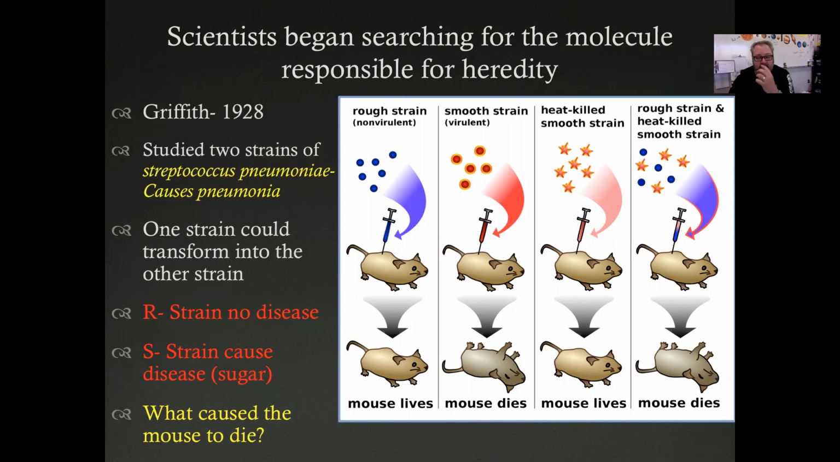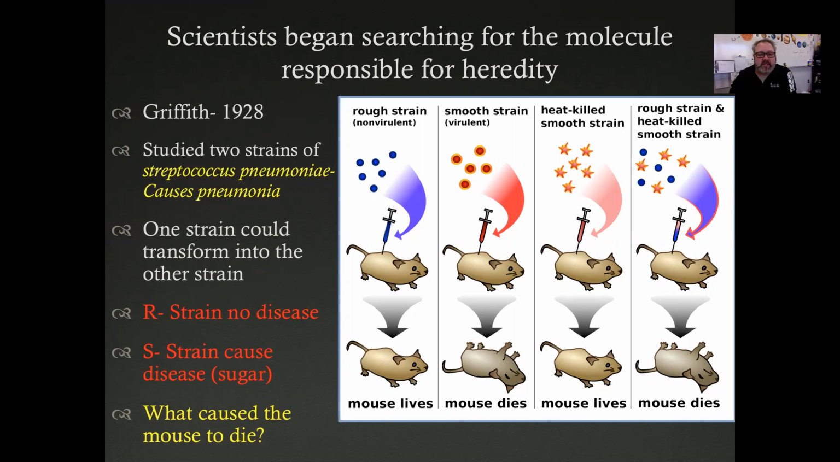In 1928, a scientist by the name of Griffith was starting to do studies with Streptococcus pneumoniae, and that's a type of bacteria that causes pneumonia. And so what he was doing, and if you look at this picture, it'll help a little bit, was taking the rough strain and the smooth strain and injecting mice with those strains of strep pneumonia, or the bacteria that causes pneumonia.